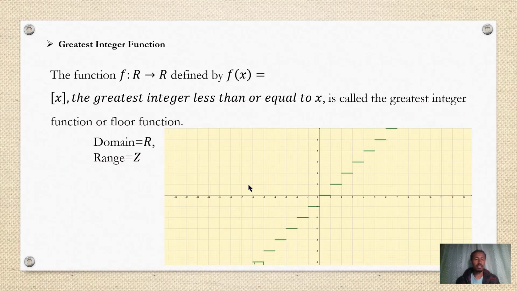Well, and the greatest integer function, which is also called the floor function, as you see from here, is just a stepping function. As you see here, it has a graph like this.